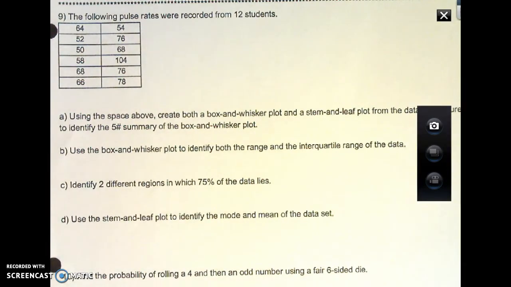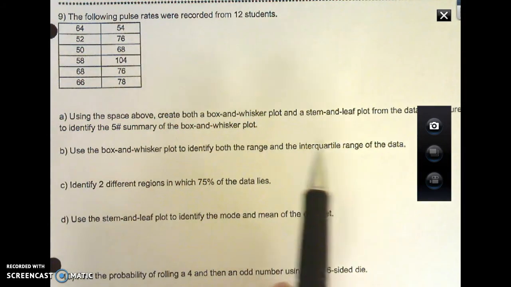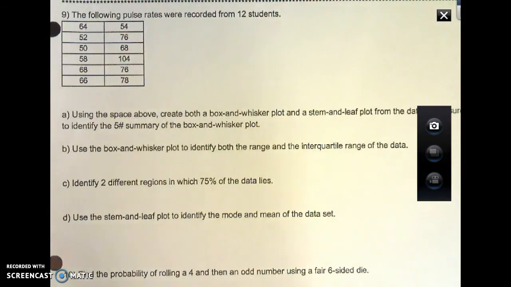Alright, ladies and gentlemen, we're going to be taking a look today at our last page for our Mod 2 test. So we're starting off in the back here, number 9. It says the following pulse rates were recorded from 12 students, and it's asking you to create a box and whisker plot and a stem and leaf plot. So first thing we're going to do is write these numbers from least to greatest.